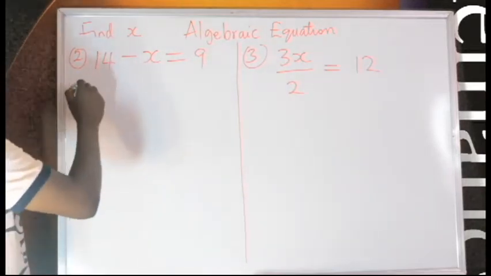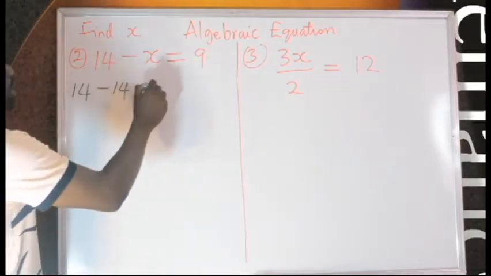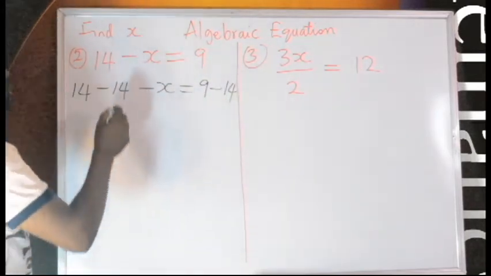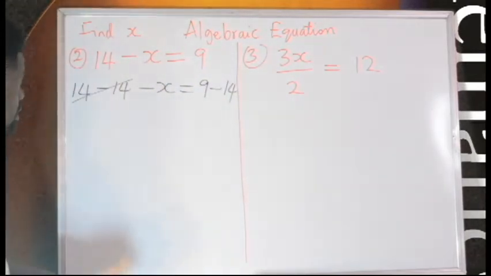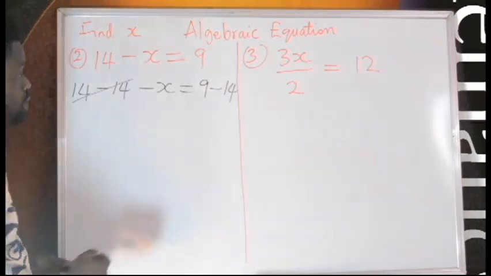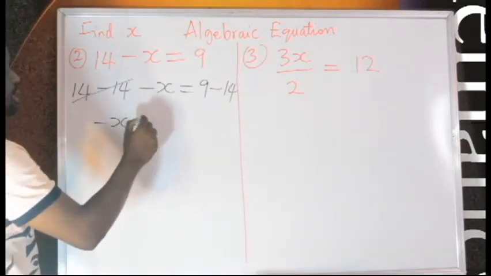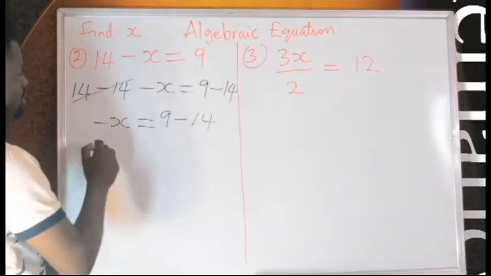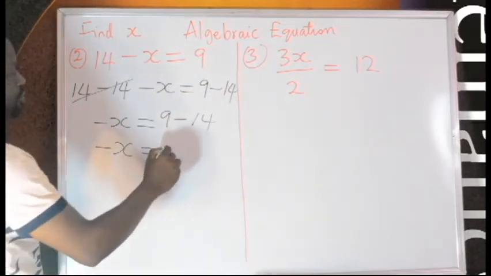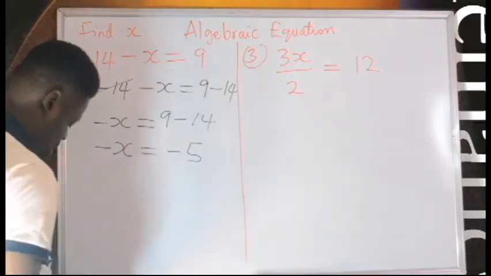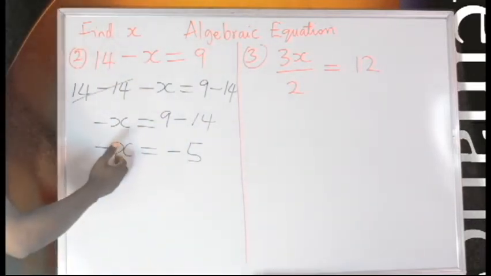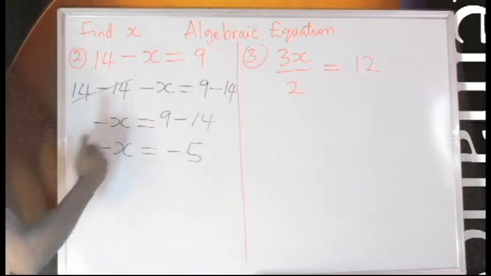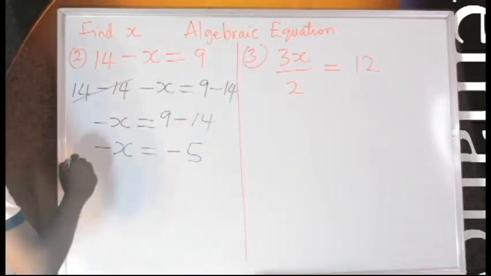So this will be 14 minus 14 minus x equals 9 minus 14. So we cancel out 14 because it will give us 0. So we are left with minus x equals 9 minus 14, minus x equals minus 5. We want x to be positive. For x to be positive, you have to multiply both sides by minus 1.